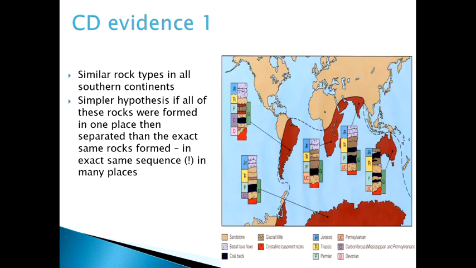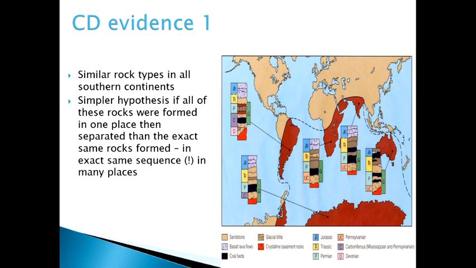Well, what was Wegener's evidence? He had several groups of evidence. The first is that if you go to all of those southern continents, you see the same rock types in the same stacked order. What that means is that the same environments existed in all of those places at all the same times, and that's just too miraculous to accept.